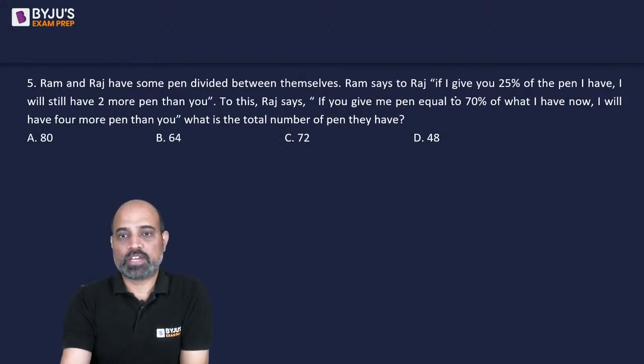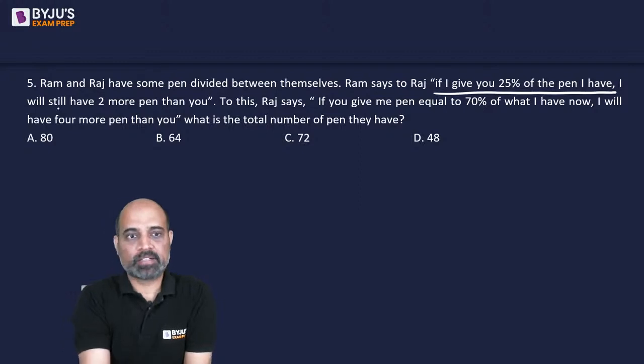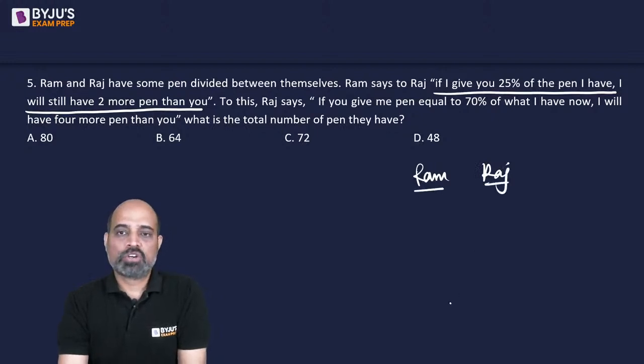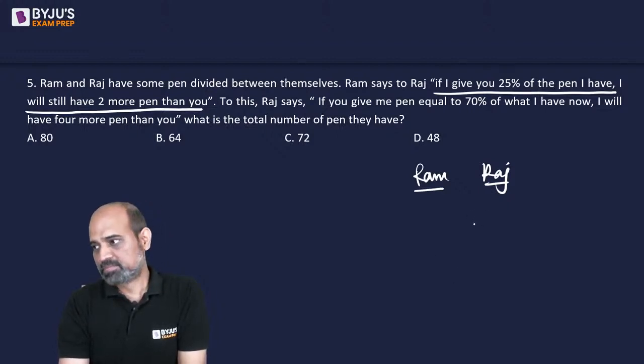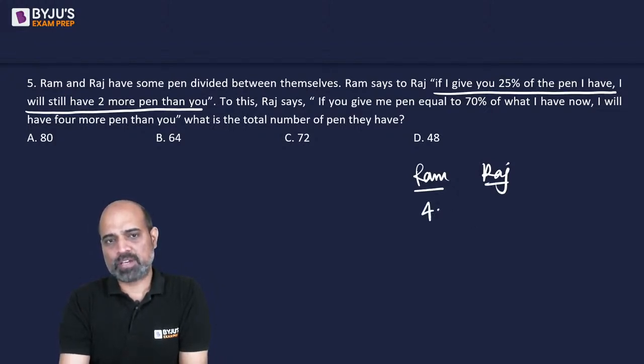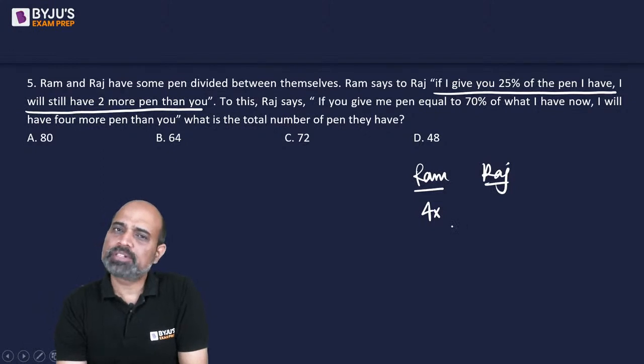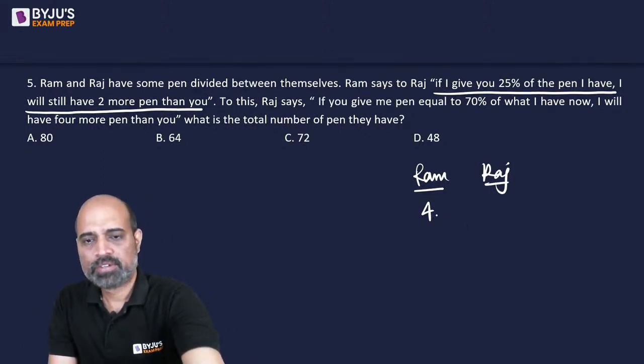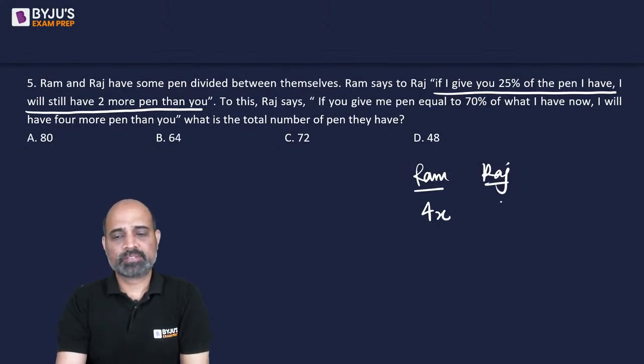Okay. So if I read the first statement, we have Ram and we have Raj. Can I say Ram is going to give 25% of the pens he has? 25% means 1/4, so Ram should have a number that is in the table of 4. I'll write 4x instead of 4 into, right?